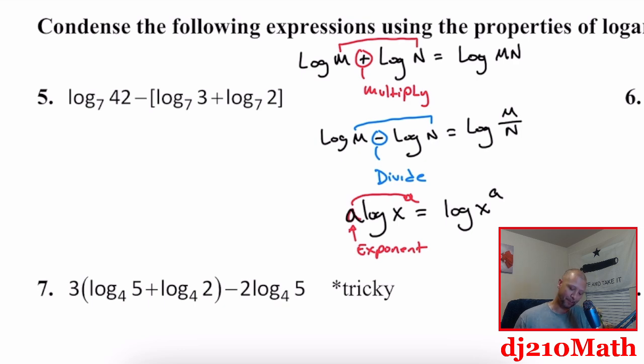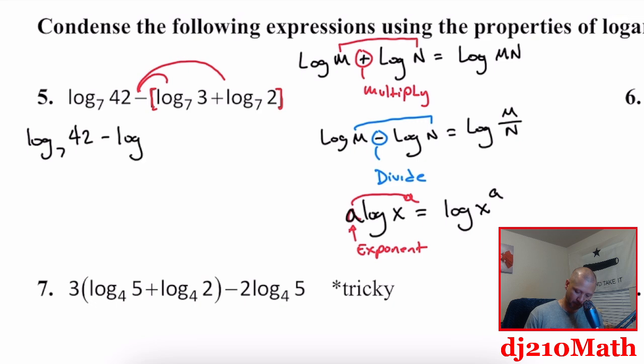So let's see. Number 5. Log base 7 of 42 minus brackets log 3 plus log 2. The brackets are basically parentheses. This negative is going to have to distribute. So when we rewrite this, it's going to look like this. Log base 7 of 42 minus log base 7 of 3 minus log base 7 of 2.